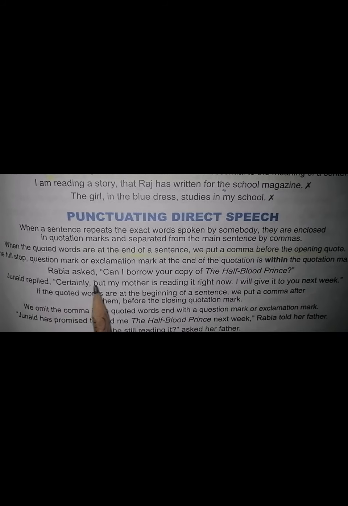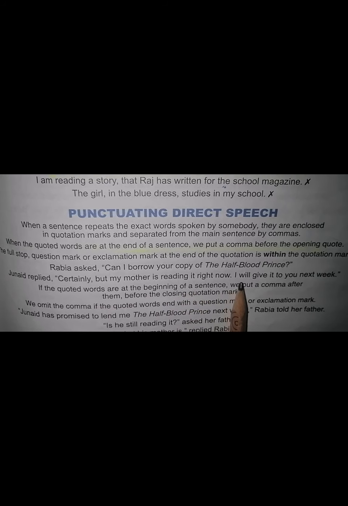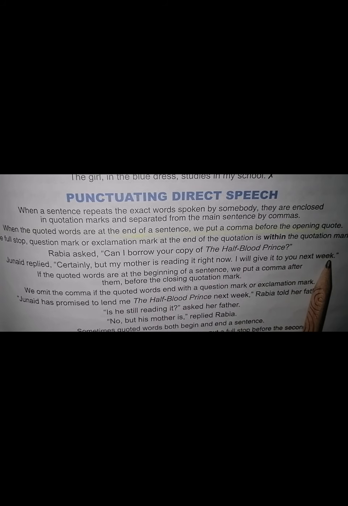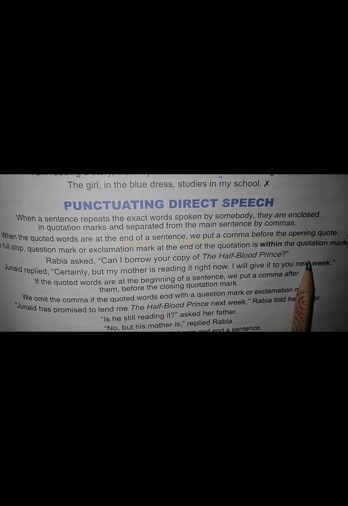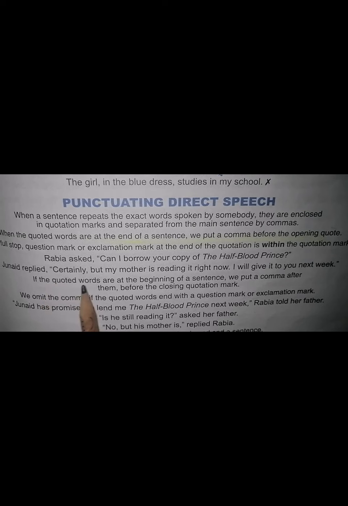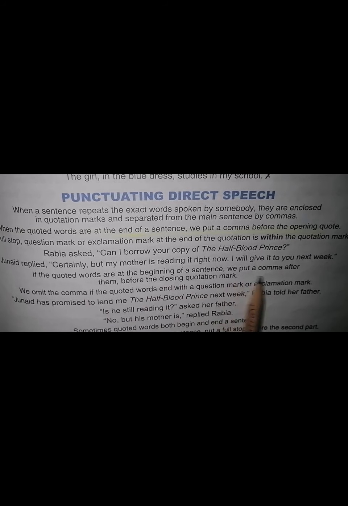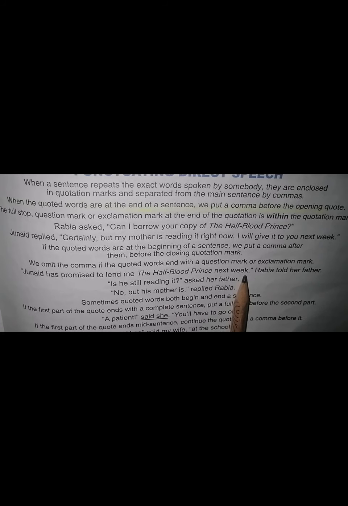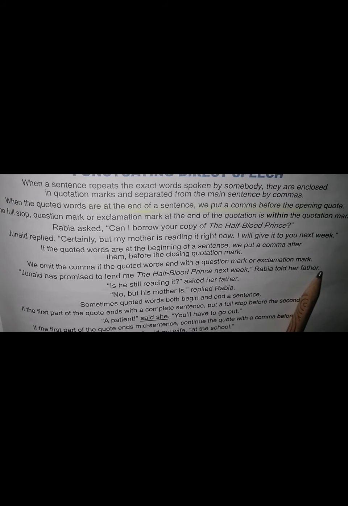Junaid replied, "Certainly, but my mother is reading it right now. I will give it to you next week." This is direct speech which is enclosed in inverted commas. If the quoted words are at the beginning of the sentence, we put a comma after them before the closing quotation marks. For example, "Junaid has promised to lend me the Half-Blood Prince next week," Rabia told her father. So these are more examples. Read them carefully and solve the related exercise.